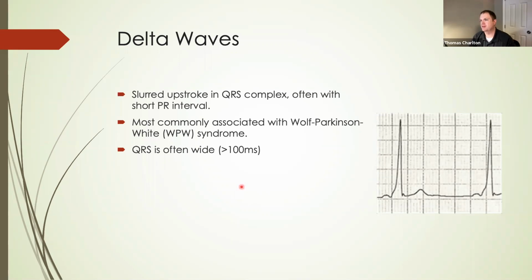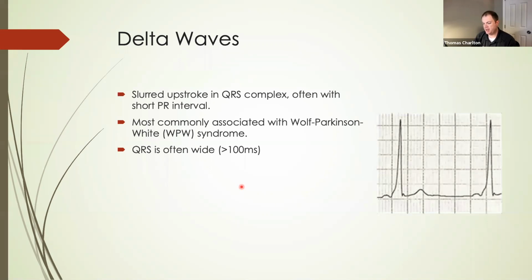So just to restart, delta waves are one of the things that we will see with Wolff Parkinson White syndrome. And with Wolff Parkinson White syndrome, essentially they have what's called an accessory pathway. So they have, for lack of a better analogy, extra wiring. And so instead of the electricity coming from the AV node and traveling out to the ventricles, there's also some electricity that can make its way back up, back towards the AV node. And so that can, of course, begin to cause problems.